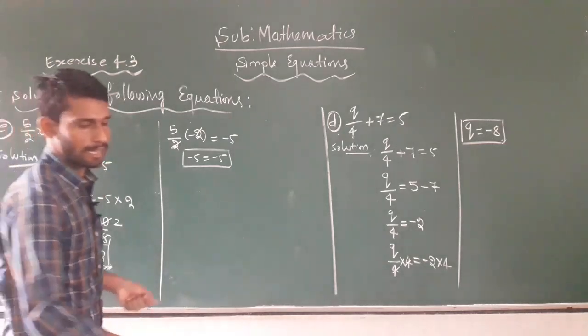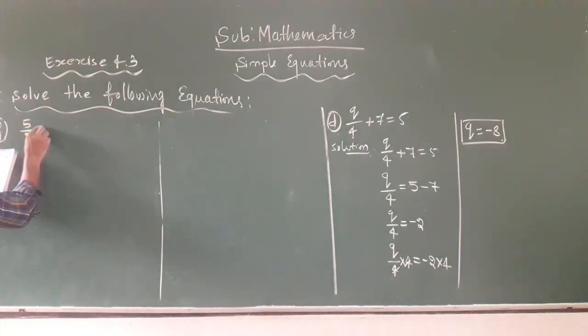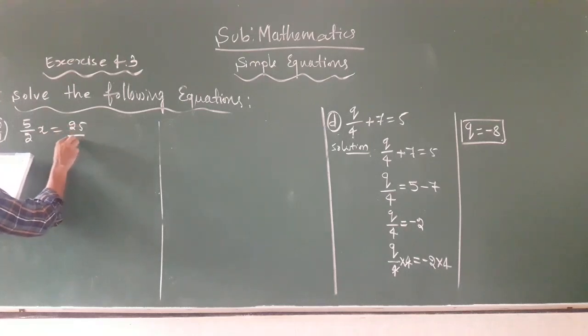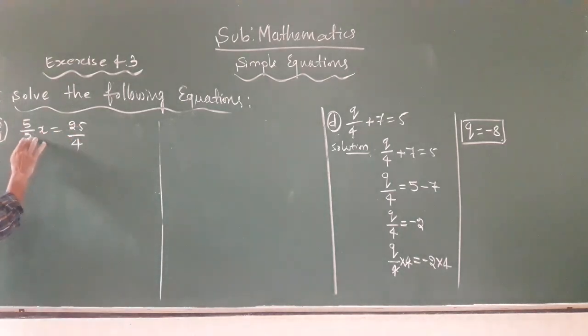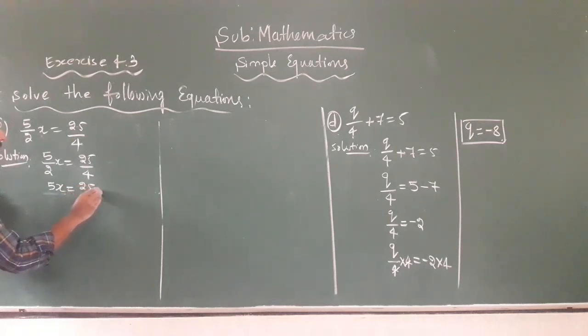Next I am taking the next problem in exercise 4.3. Here 5 by 2x is equal to 25 by 4. Let us see the solution. Just find here 5 by 2x is equal to 25 by 4. When we shift from LHS to RHS, this denominator goes as a numerator. See, 5x is equal to 25 into 2 by 4.